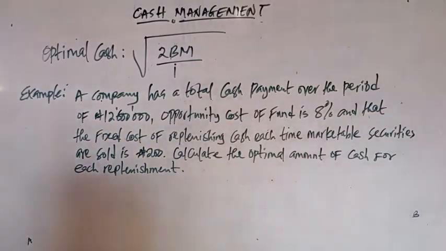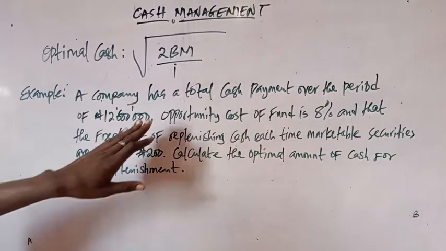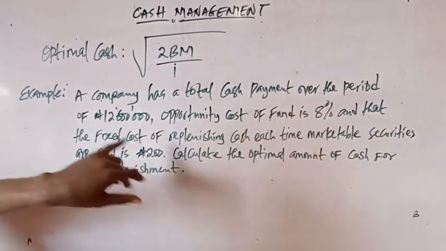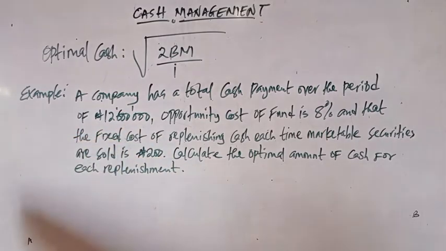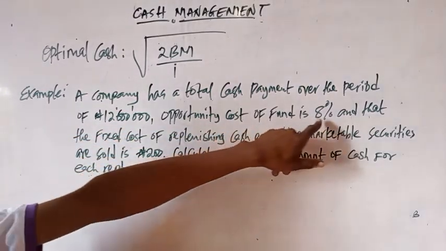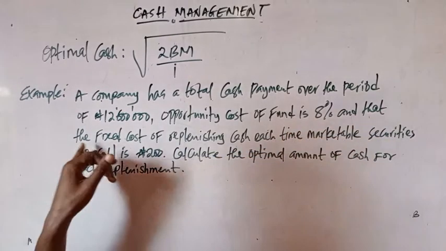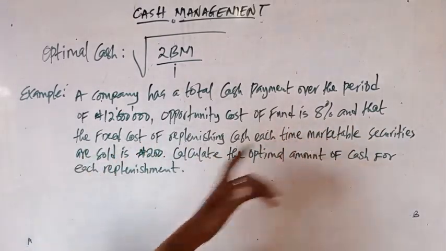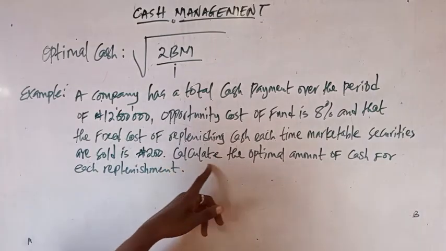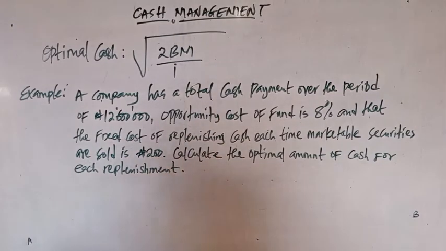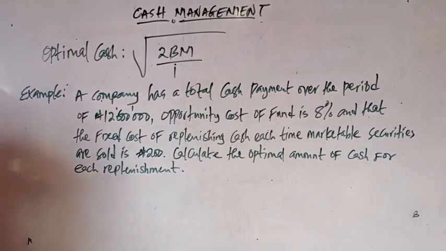Okay, this is the question. A company has a total cash payment over the period of 12.6 million. That is, the cash payment needed over the period is 12.6 million. Opportunity cost of fund is 8%, and the fixed cost of replenishing cash each time marketable securities are sold is 200 naira. Calculate the optimal amount of cash for each replenishment.